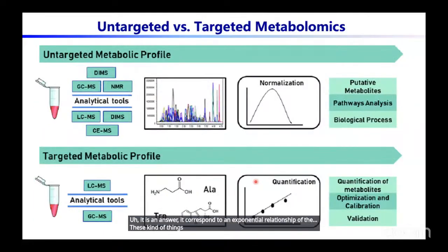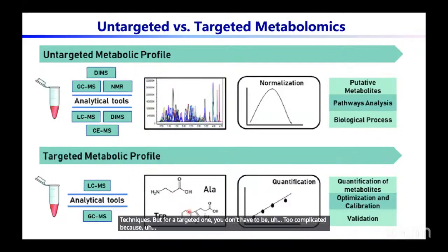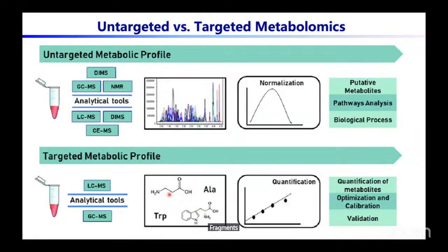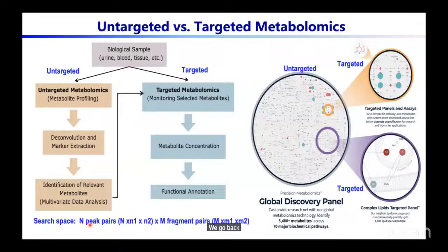Also, technologically, if you use untargeted metabolomics, there are multiple techniques and steps you have to use, for instance NMR and a few other techniques. But for the targeted one, you don't have to be too complicated, because you only focus on a smaller number of fragments, and those fragments can give you only a highly limited number of theoretical peaks. So even the number of peaks is constrained. We go back to this one. Even this part is reduced, because this part concerns the theoretical fragments, and this part the real fragments.